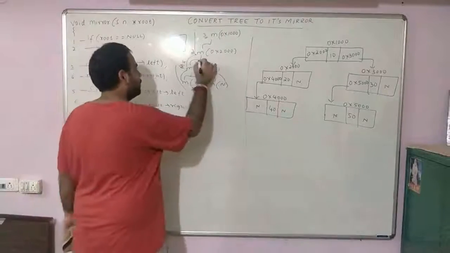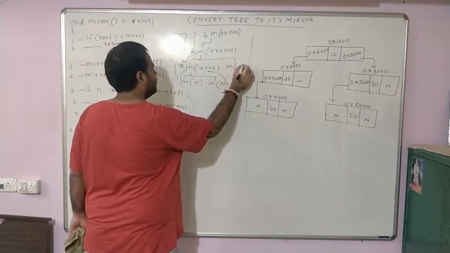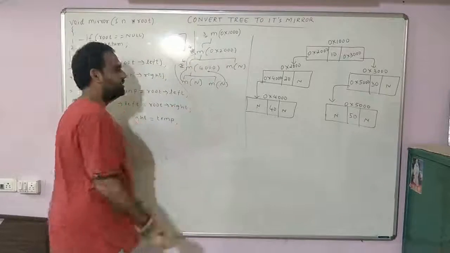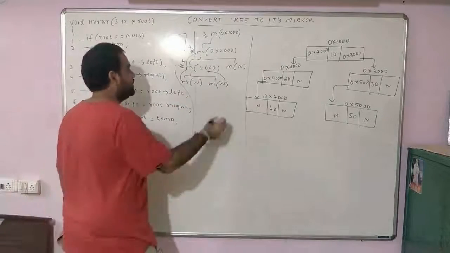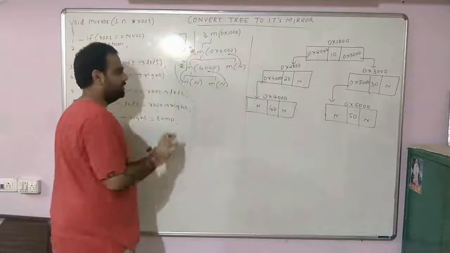Now you see, line number 4. Mirror of root arrow right. What is root arrow right? 2000 arrow right is null. Return line number is 4. Null equal null? Yes, you return back. Where do you return? Line number 4.